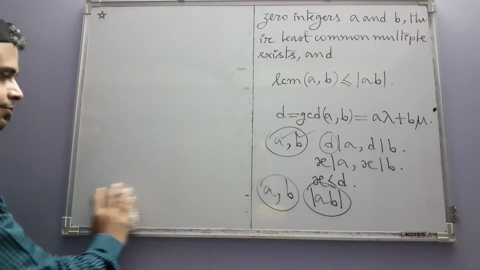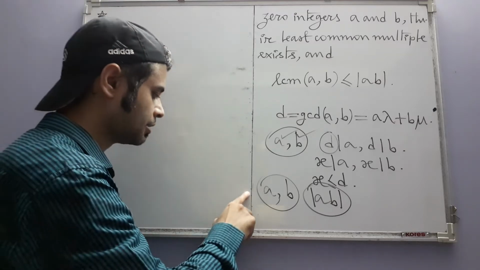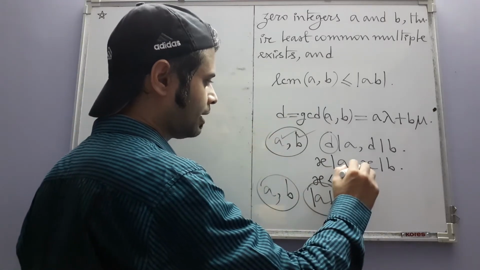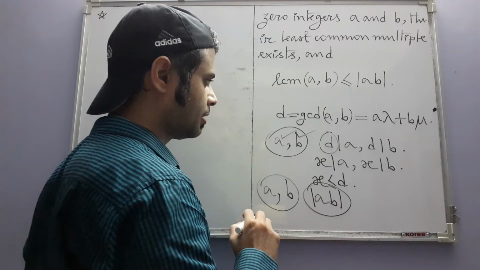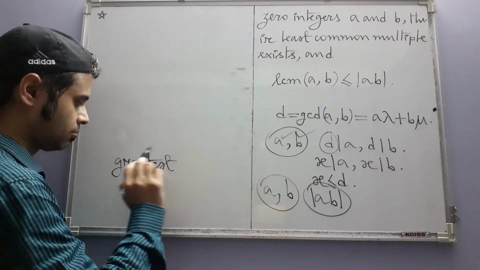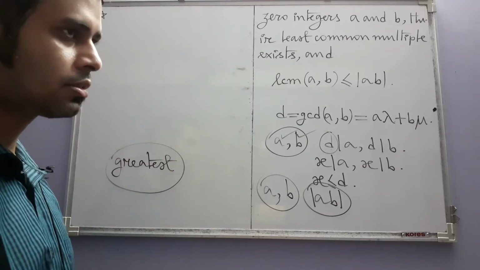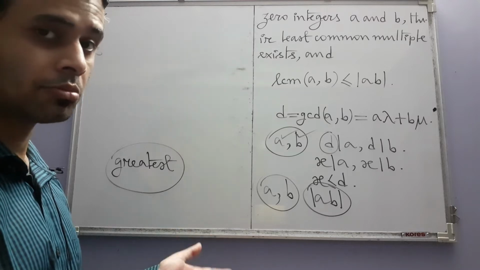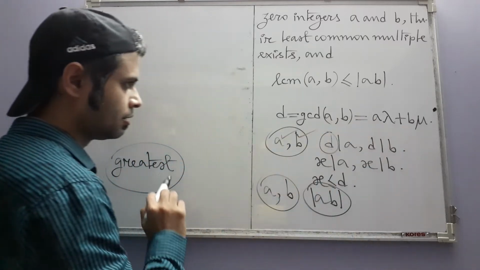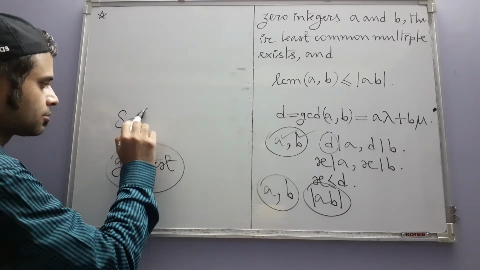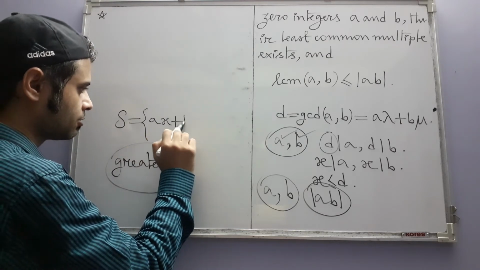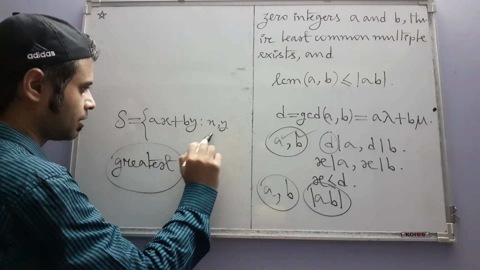The notion of GCD is a little confusing in this respect. Do you see how? On one hand, we are saying that D is the greatest common divisor. It's the greatest among all common divisors. On the other hand, if you go back to the proof of this, you will see that we started the proof by considering a set which looks like this, where x and y are integers.